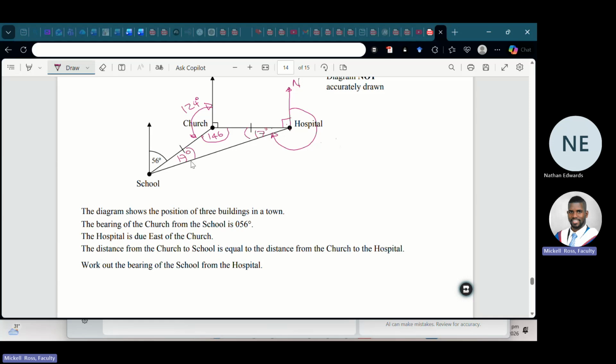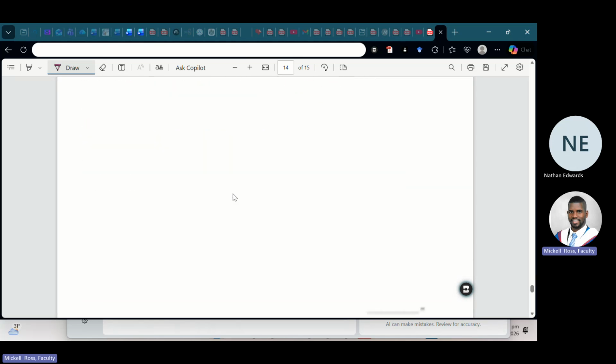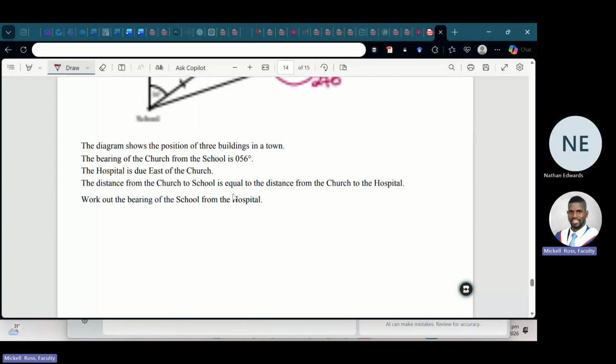Likewise, this angle is 17 degrees. So the 90 plus the 17 minus from 360. So you'd have 360 minus 107, which is going to be equal to 253 degrees. So this would be the bearing of the school from the hospital. Because this is an isosceles triangle, these two angles are going to be equal in magnitude. That's all they ask us for.